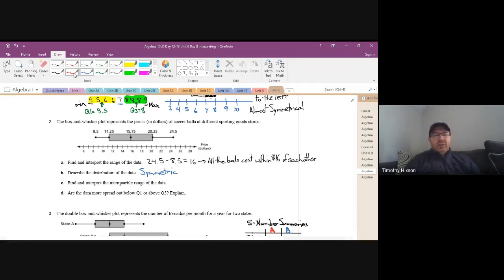Now we have the IQR, interquartile range. Our third quartile was 20.25. And the lower quartile is 11.25. And we do the subtraction, we get 9. So that means, remember our IQR, if we're interpreting this, that means the middle 50% cost within $9 of each other.